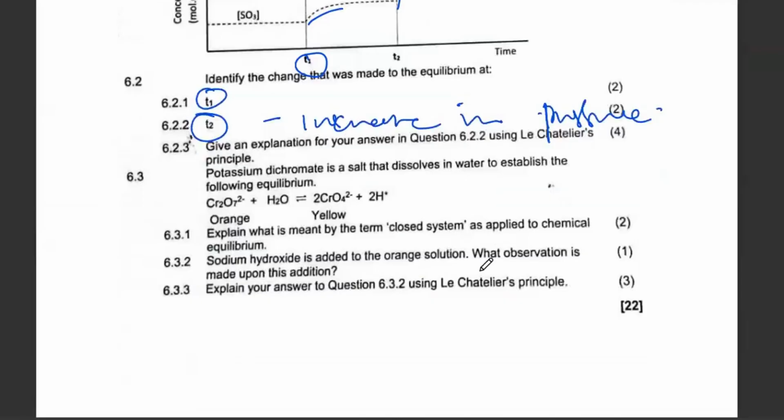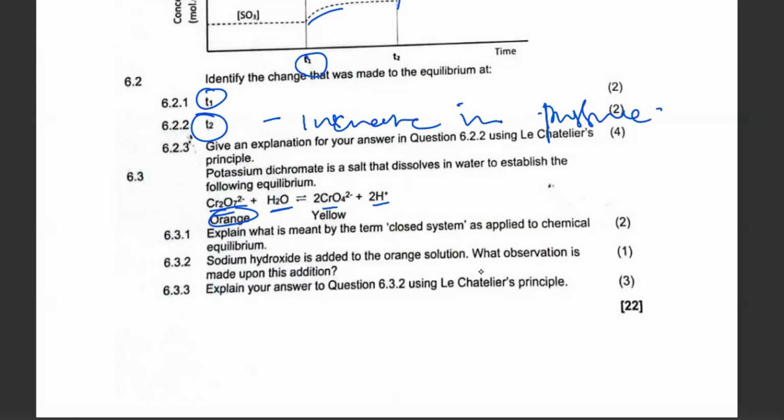They are saying that potassium dichromate is a salt that dissolves in water to establish the following equilibrium. So we have this equilibrium: chromate, hydrochloric acid, and this is dichromate, then H2O, then chromate, and an acid. So it's orange to yellow. Explain what is meant by a closed system as it applies to chemical equilibrium. It's a system which is isolated from the surroundings, basically. It must be closed, isolated from the surroundings.